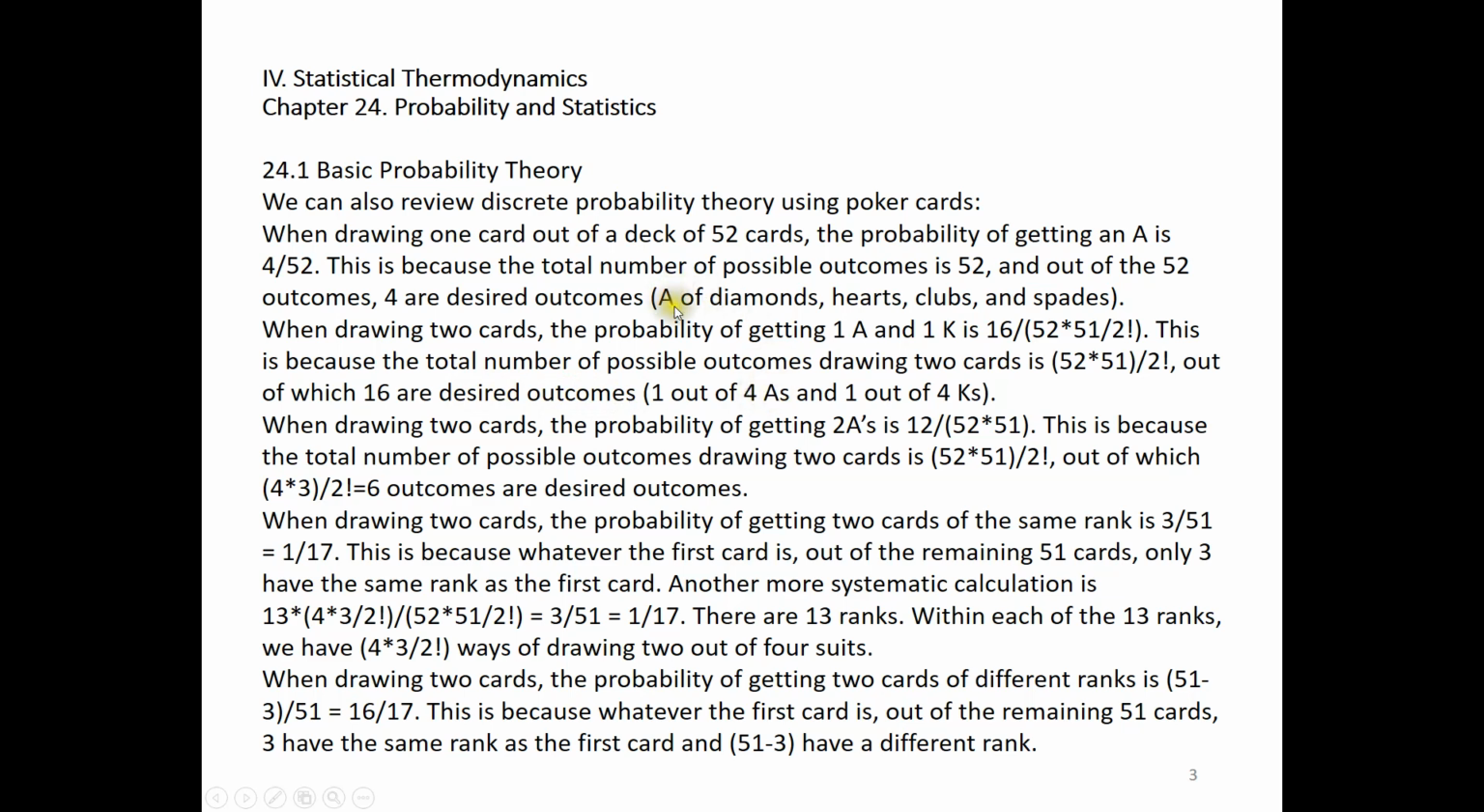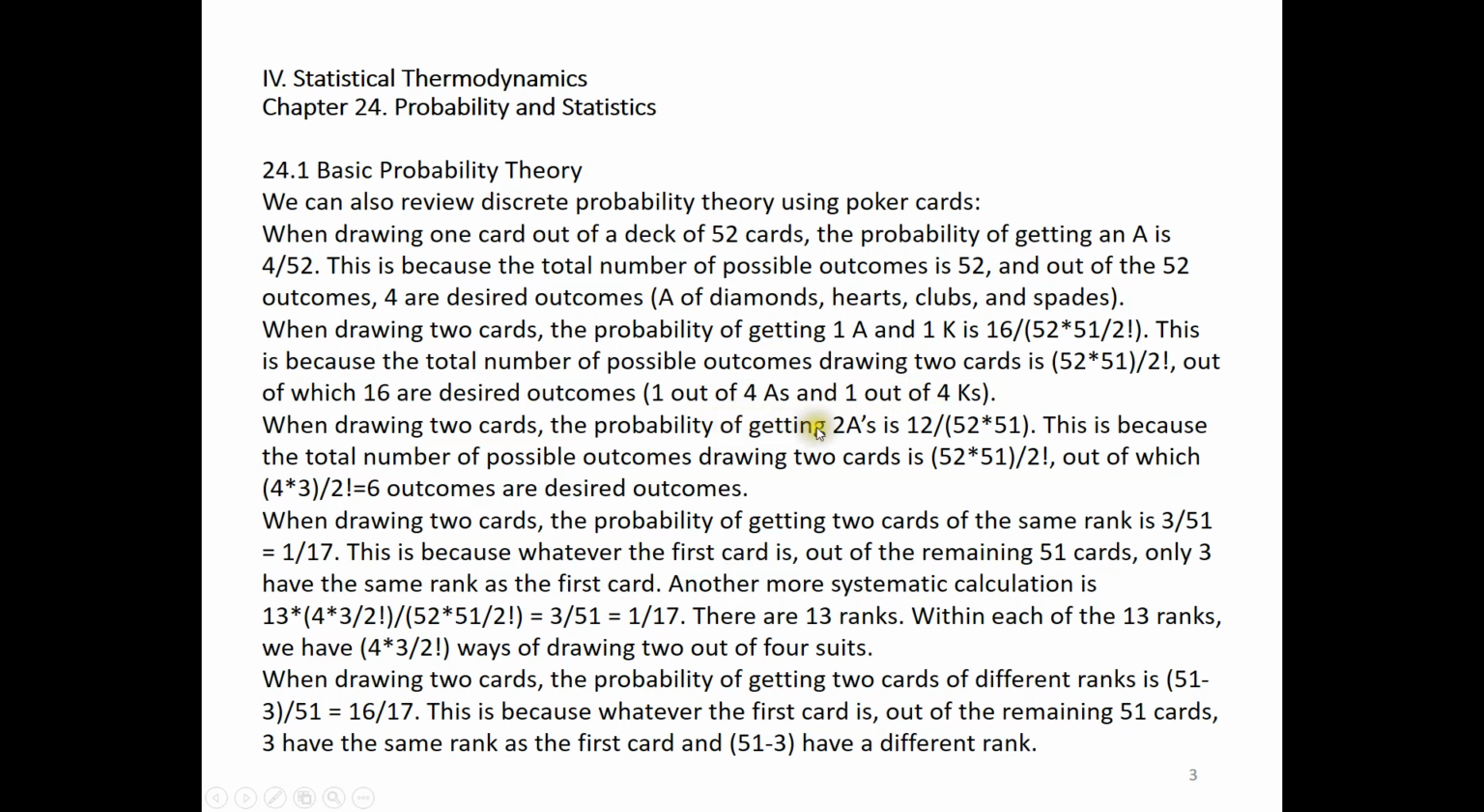So you can have ace of diamonds plus king of diamonds, ace of diamonds and king of hearts, ace of diamonds, king of clubs, ace of diamonds, king of spades. And then ace of hearts, king of diamonds, ace of hearts, king of hearts, ace of hearts, king of clubs, ace of hearts, king of spades. So you can just get 16 different outcomes that correspond to 1 ace and 1 king.